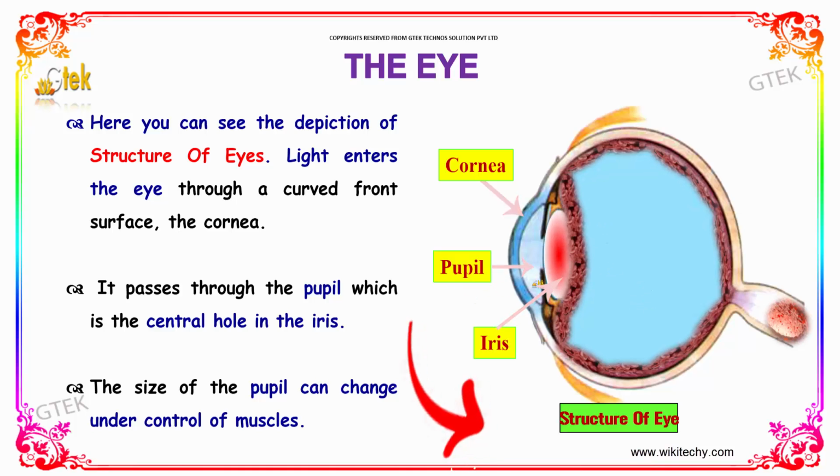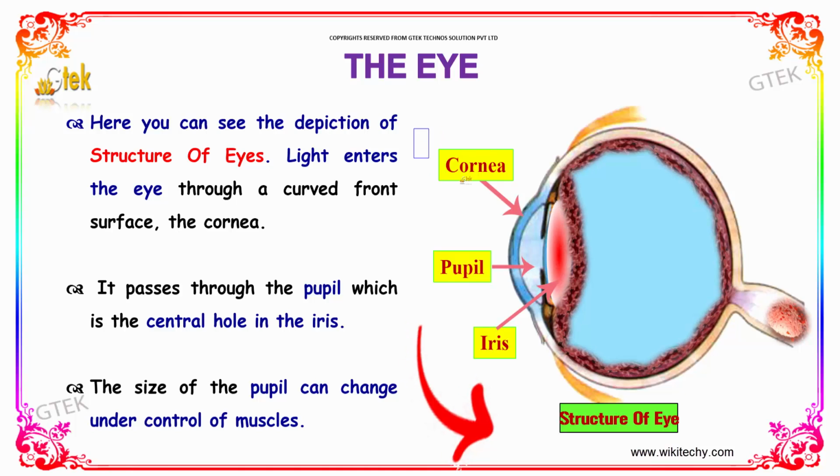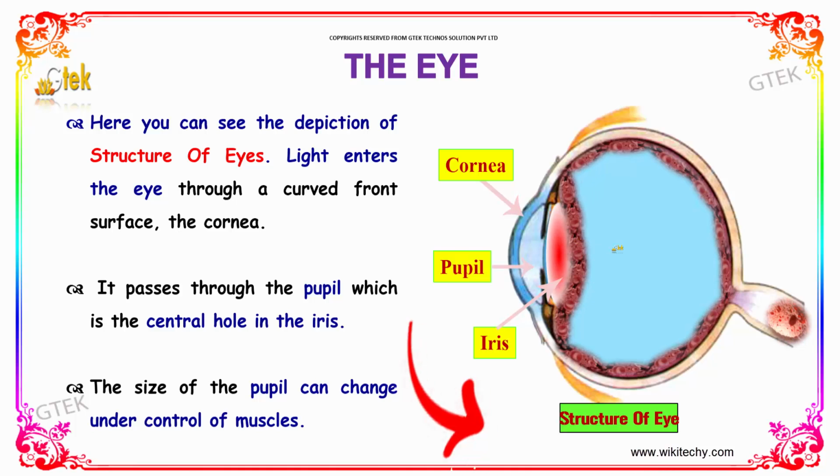Light enters the eye through a curved front surface which is called the cornea. So this is the region. Which one is the curved one? It passes through the pupil. So this one is the pupil, which is the center hole in the iris. The size of the pupil can change under the control of muscles.